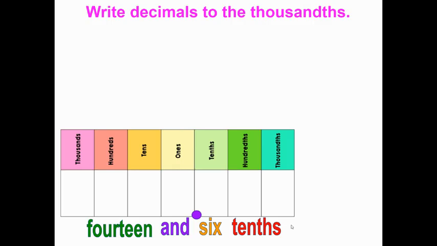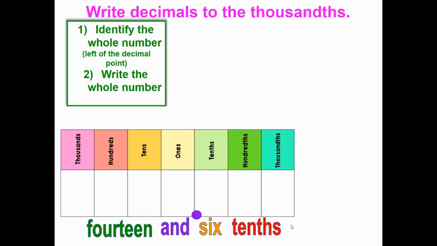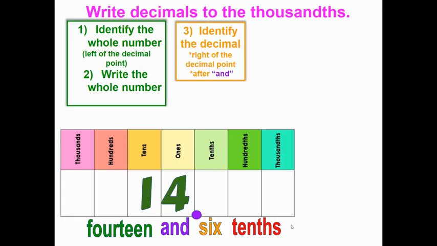So now that we've got some practice reading decimals, now we're going to write decimals to the thousandths. To do this, first we're going to identify the whole number, everything left of the decimal point. Then we're going to write the whole number. So I could see that 14 and 6 tenths. 14 is everything before the and, so that's going to be written into the place value chart as 1 ten and 4 ones.